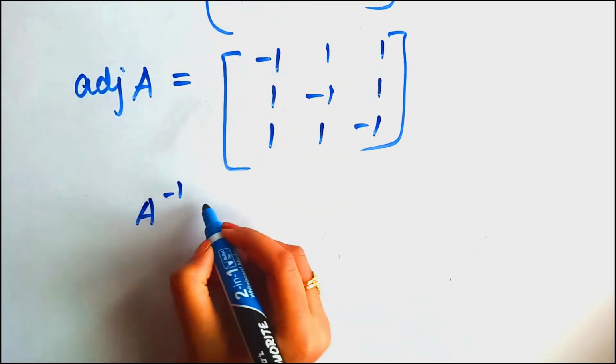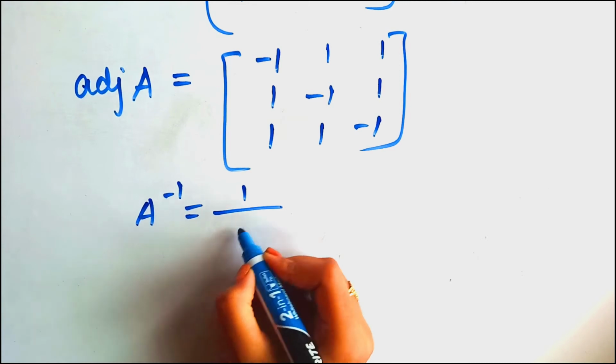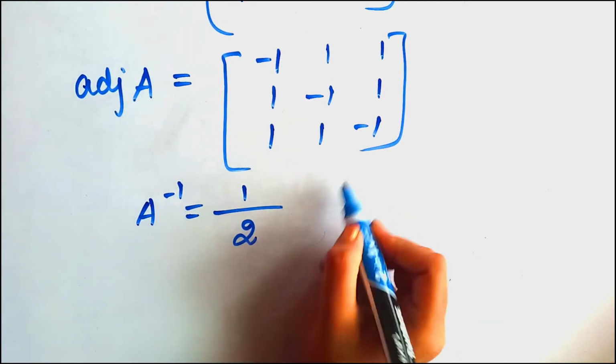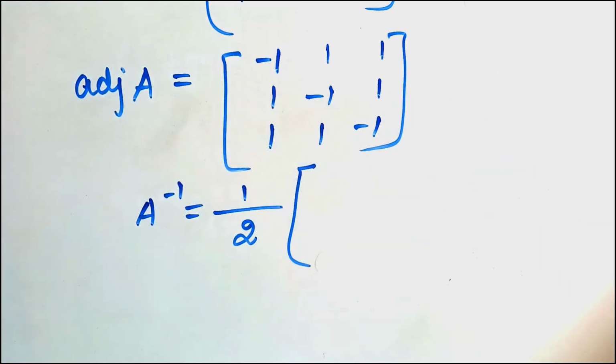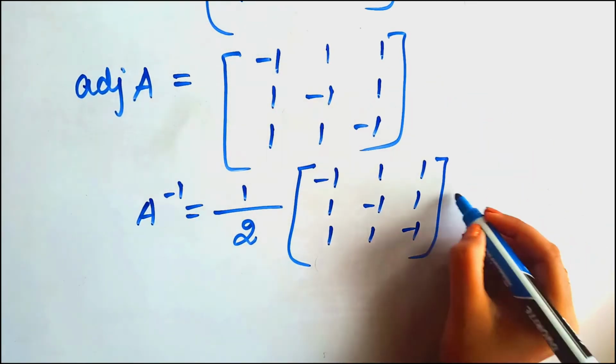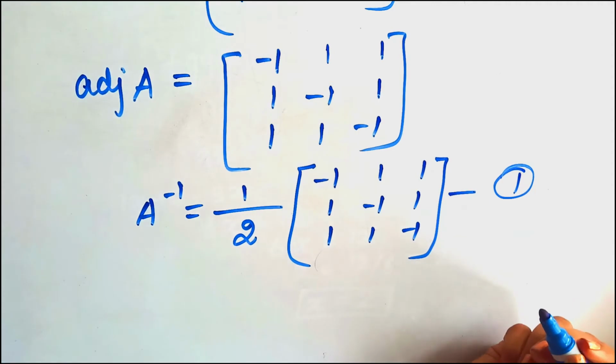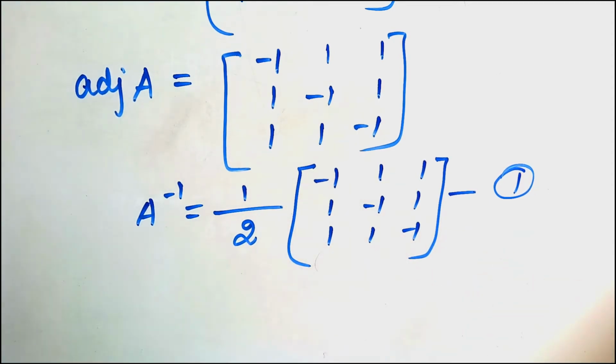A inverse is equal to 1 by the determinant of A, which is 2, into the adjoint of A, so we have to fill this value here. So let's take this as equation 1. So we have proved the left hand side.